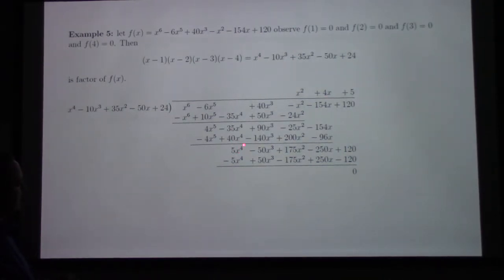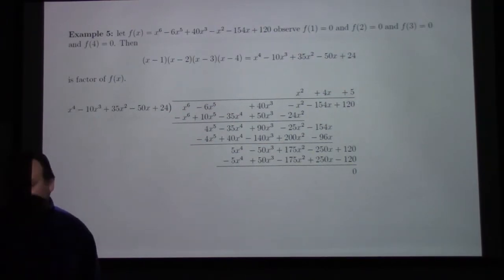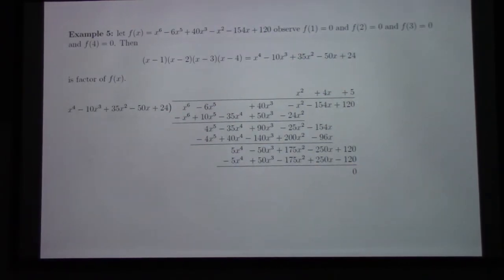Next up, we need a 5, because 5 times x to the 4th gives me 5x to the 4th. And then 5 times 10 is 50. 5 times 35 is 175. 5 times 50 is 250. 5 times 24 is 120. Since we did this right, the remainder is 0, right? Okay, great. What does all this mean? That's really the question then.